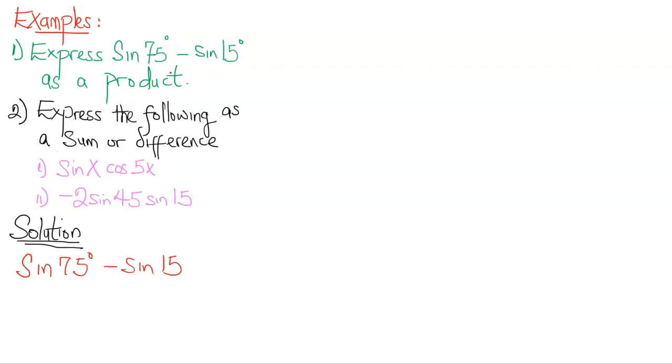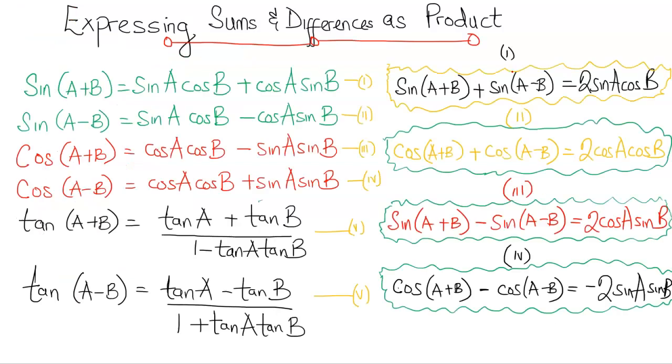And not just a difference, it's a difference of signs. This is sine 75 minus sine 15. So we just have to check these 4 formulas and see. This tallies very much with equation 3. This is a difference of sines, and of course, it always gives 2 cos A sine B. So what we have to do is reproduce this formula.